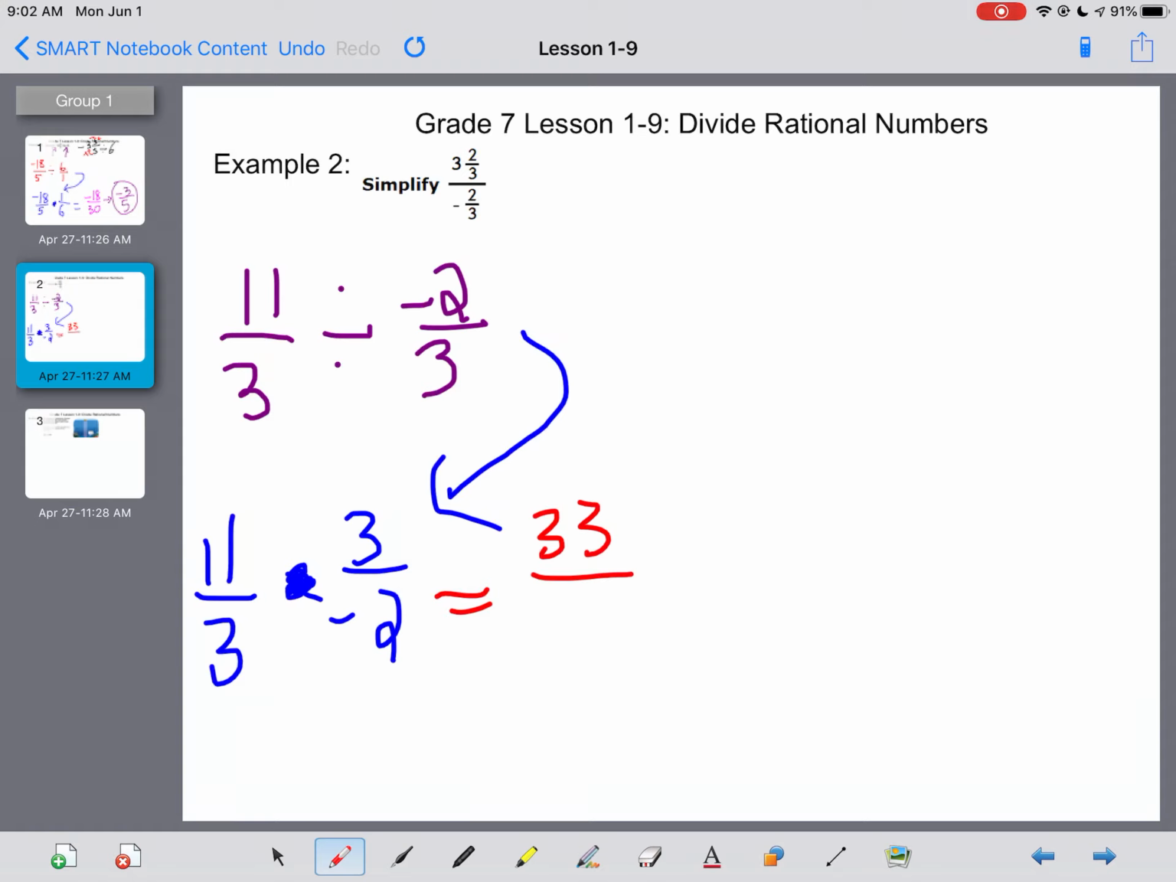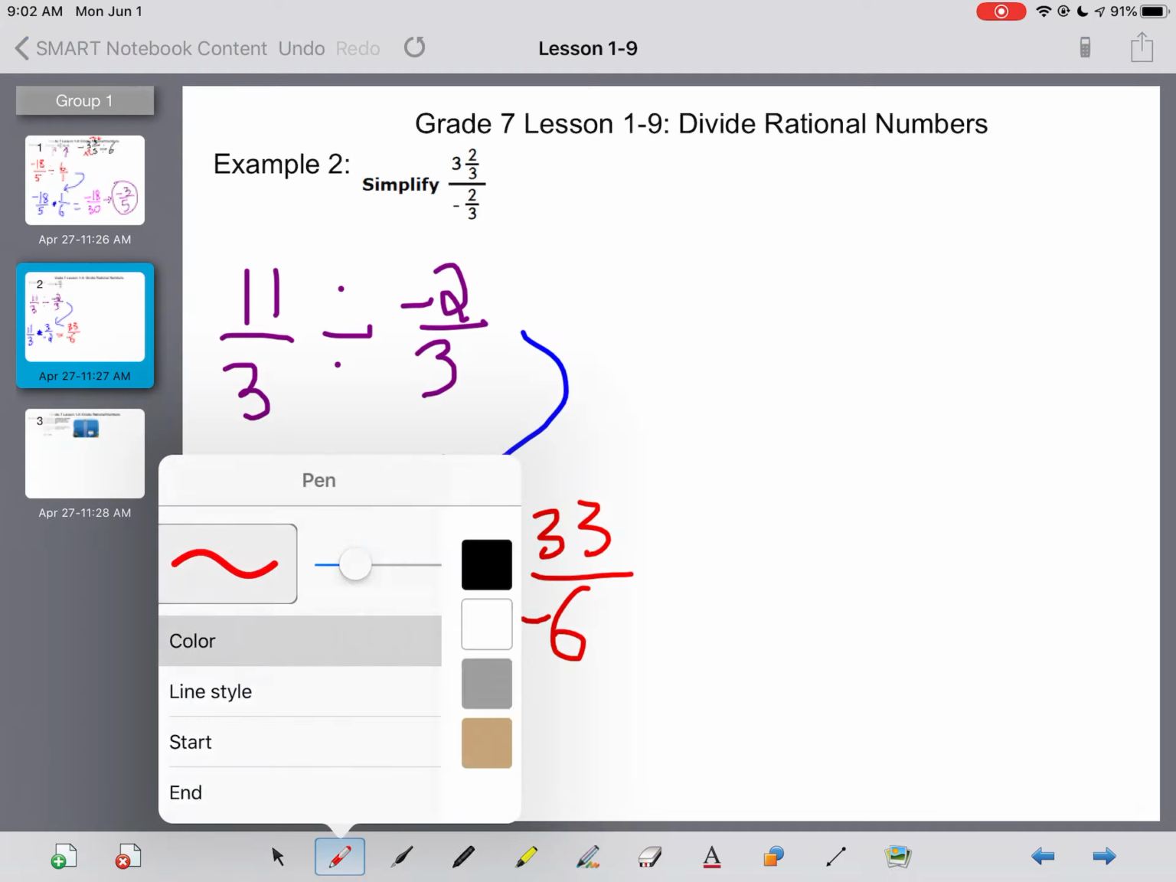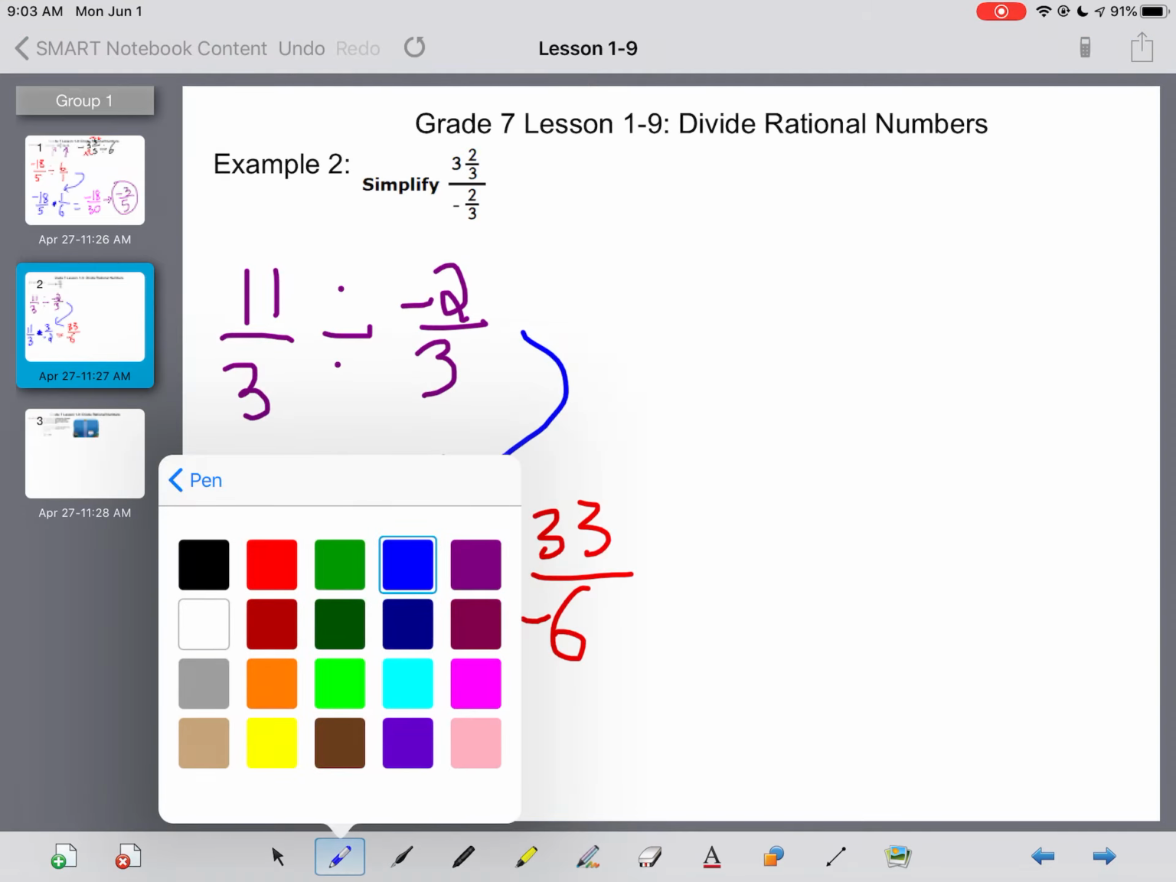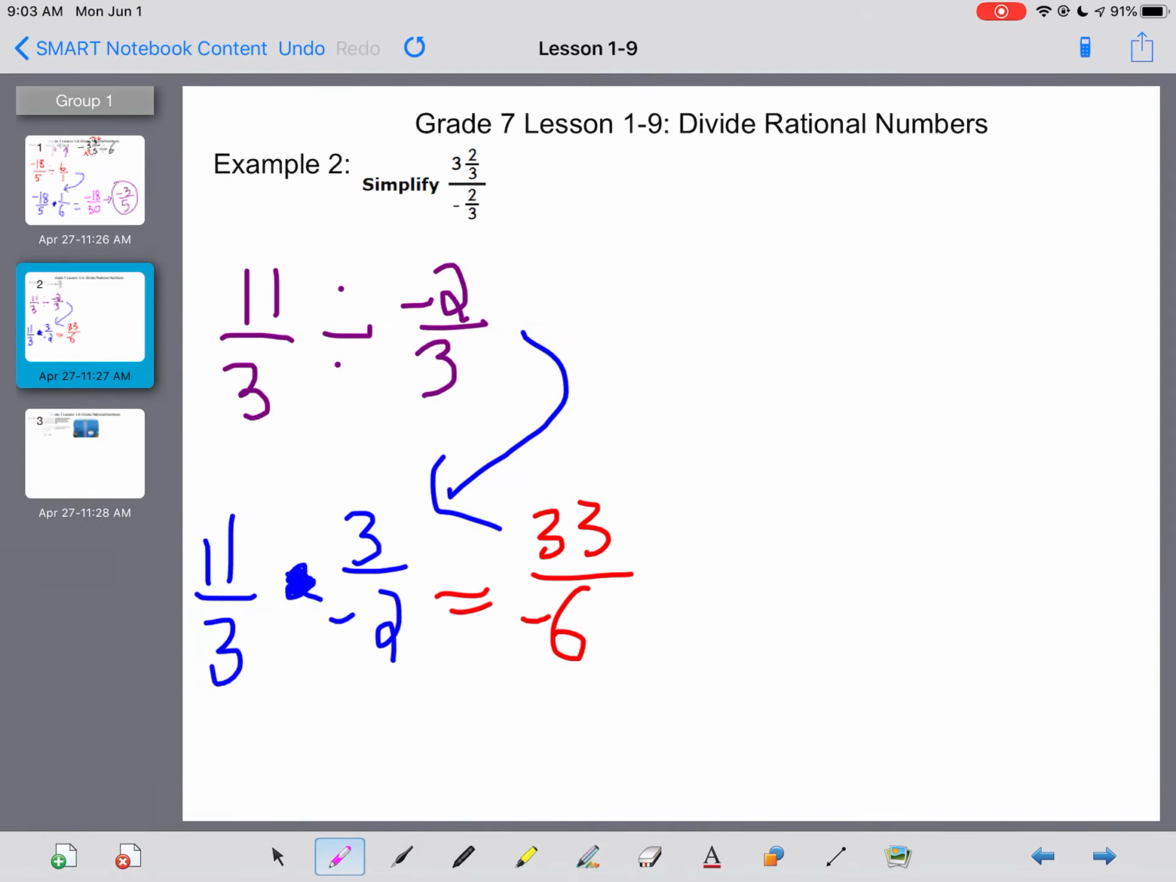3 times negative 2, that is a negative 6. 3 times 2 is 6, and then one of them has a negative, so it's negative. So last but not least, I have to figure out how many 6's fit into 33. I know that there's 5 6's that fit there.